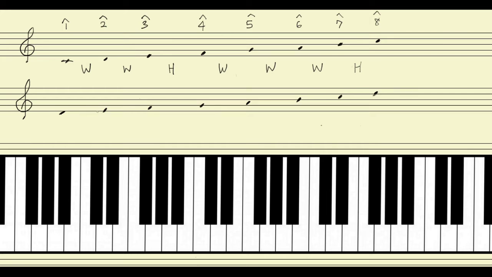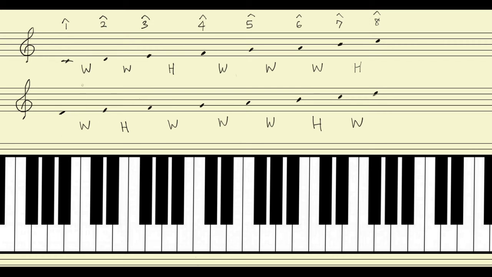So let's see. From D to E, we have a whole step. From E to F, we have a half step. From F to G, we have a whole step. From G to A, we have a whole step. From A to B, we have a whole step. From B to C, we have a half step. From C to D, we have a whole step. Okay, so this is pretty different.